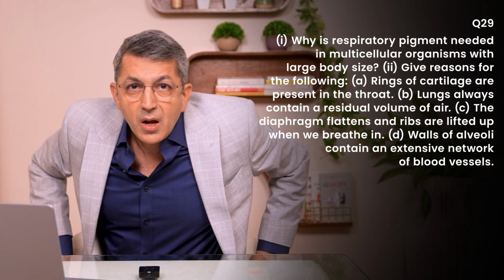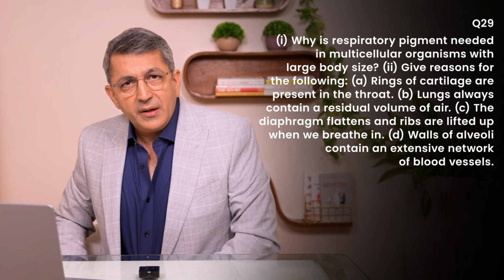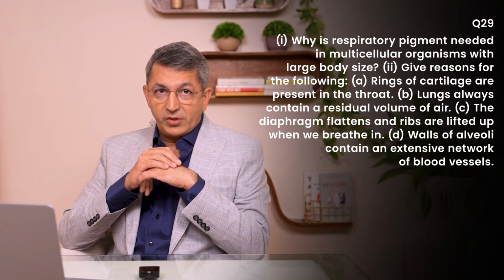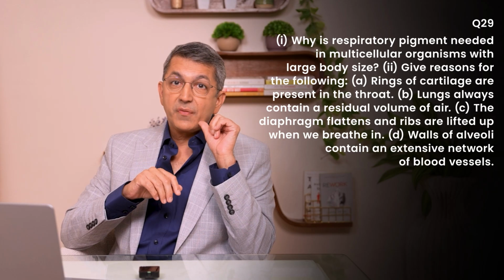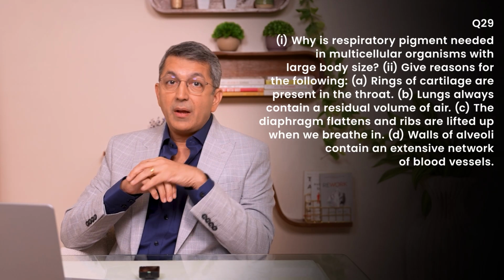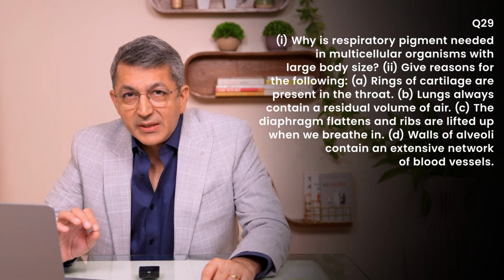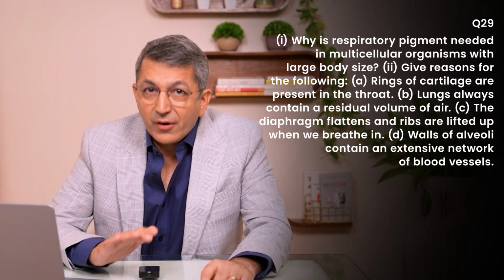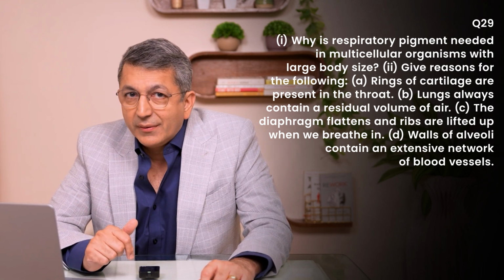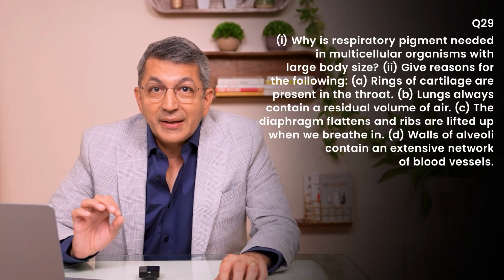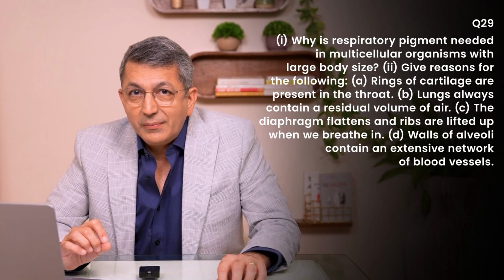Question 29. 1. Why is respiratory pigment needed in multicellular organisms with large body size? 2. Give reasons for the following. A. Rings of cartilage are present in the throat. B. Lungs always contain a residual volume of air. C. The diaphragm flattens and ribs are lifted up when we breathe. D. Walls of alveoli contain an extensive network of blood vessels. Concept: mechanisms of respiration.